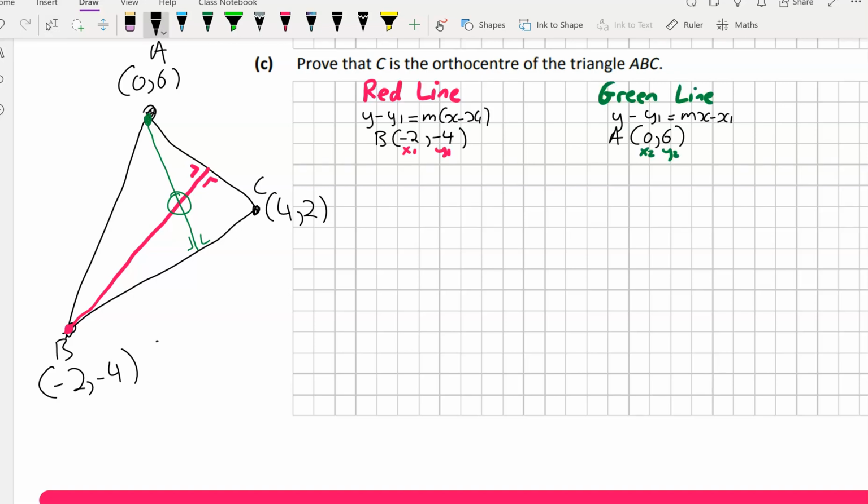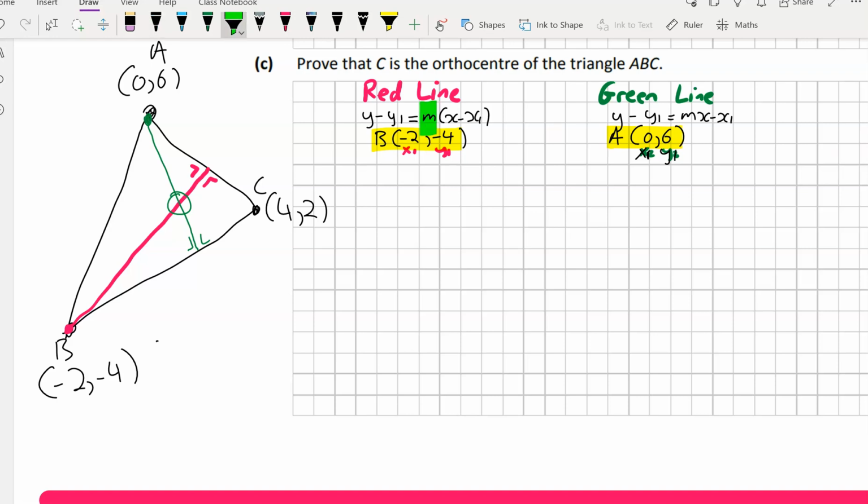To find the equation of my red line, it's y minus y1 equals m times x minus x1. I already have the point B, which is on the red line. That will do for my x1, y1. For the green line, I have the point A on the green line. That will do for my x1, y1. Apologies, I labeled them accidentally x2, y2, but it's x1, y1. So for both of these, the only thing I'm missing now is my slope.